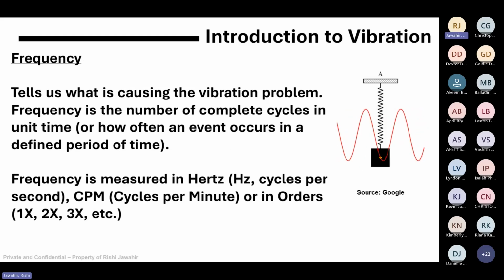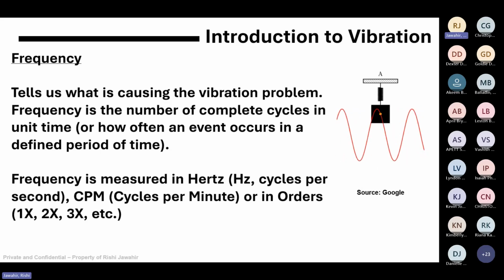Now, frequency simply tells us what is causing a problem, all right? Put in terms of a practical example, we may have a motor or pump. The frequency tells us which part of the component, or which part of the bearing. Remember, we talked about the four parts of the bearing: inner race, outer race, the elements and the cage. So frequency guides us to what component is actually causing a failure.